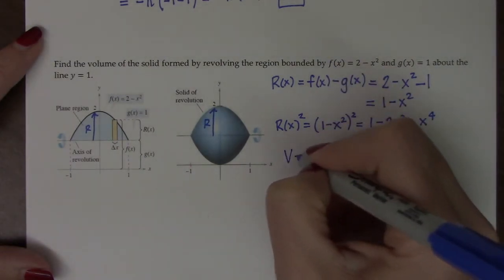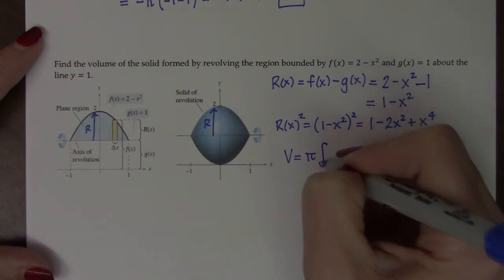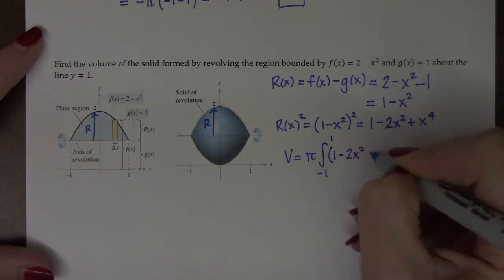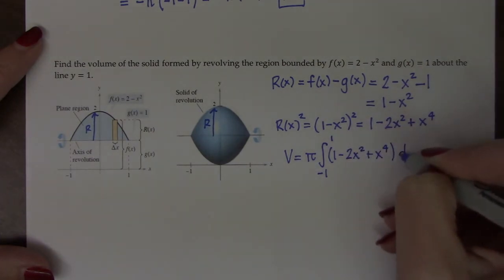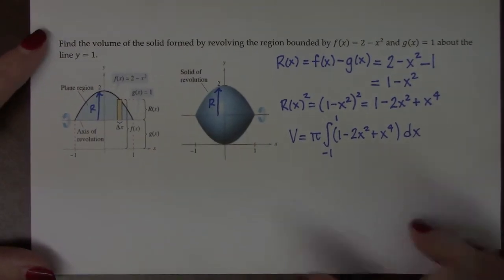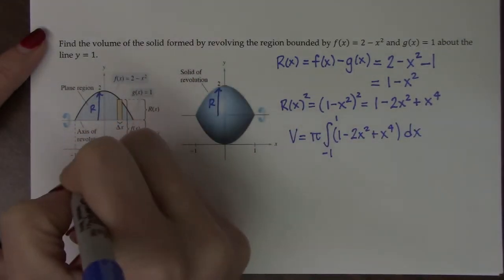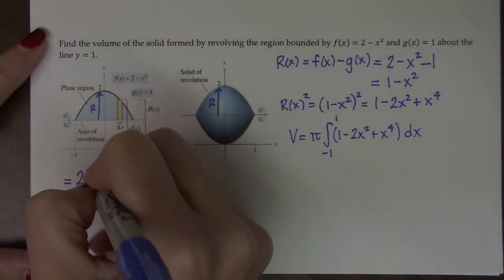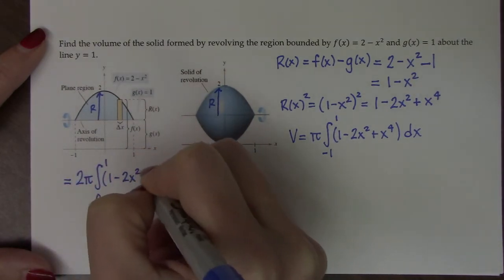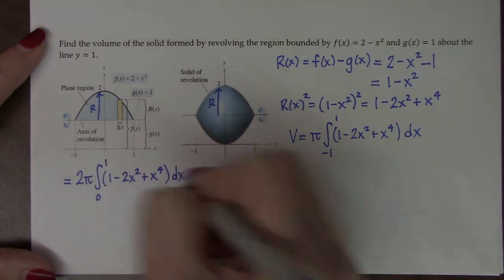So our volume integral is going to be pi times the integral from -1 to 1 of 1 minus 2x squared plus x to the 4th dx. Once again, I see I'm going from -a to a, so I want to check for symmetry. And sure enough, the volume of the right side is exactly equal to the volume of the left side. So I can change the bounds and say this is 2 pi times the integral from 0 to 1 of 1 minus 2x squared plus x to the 4th dx.